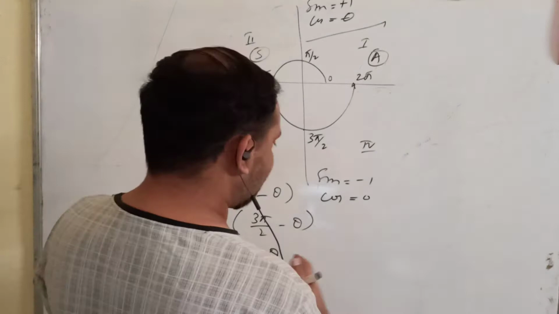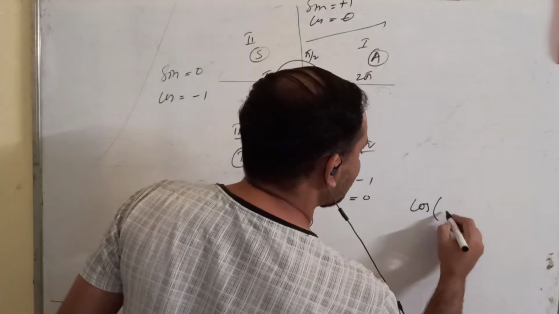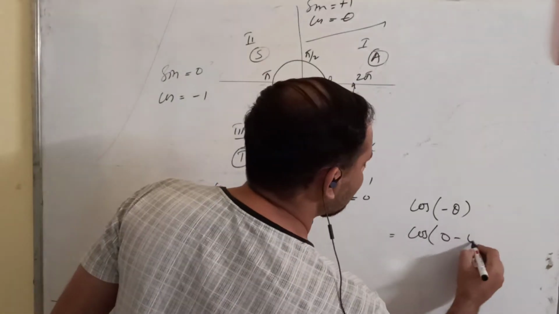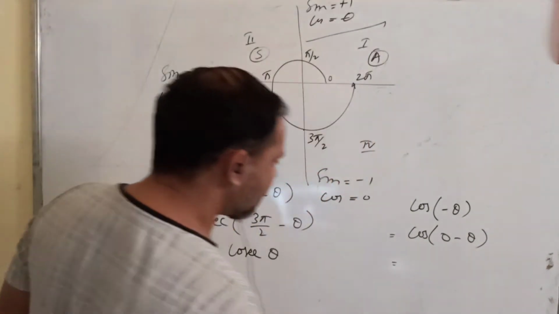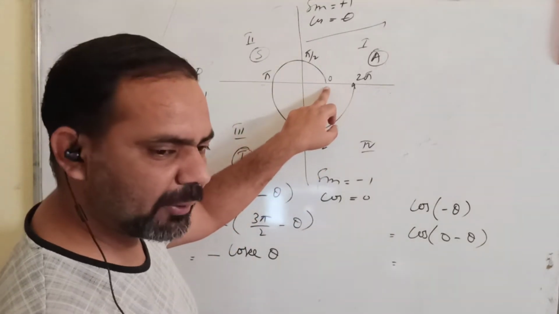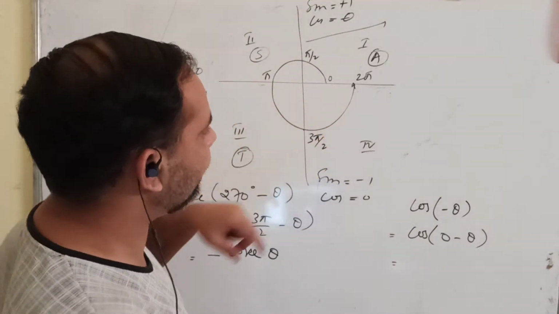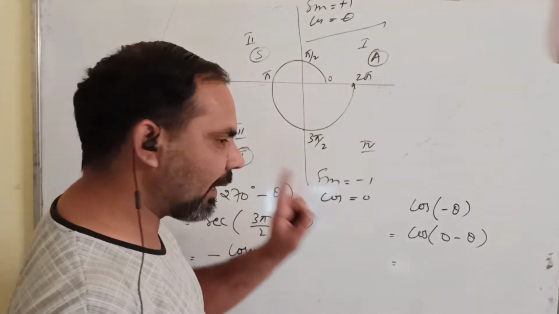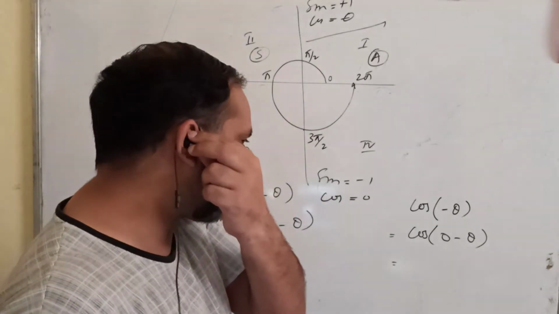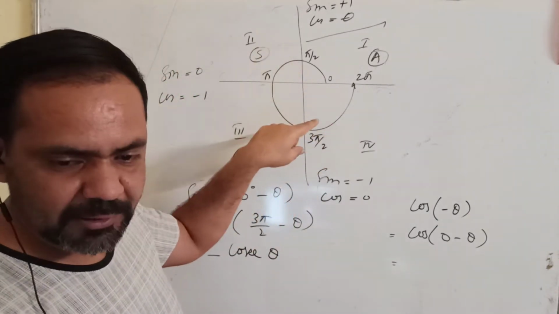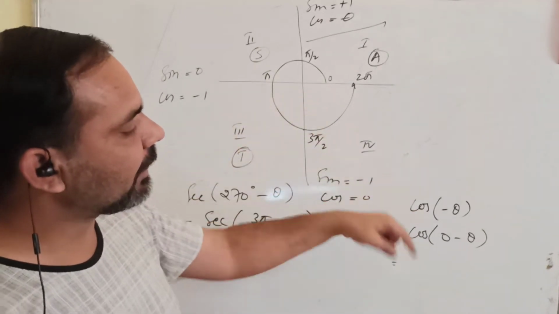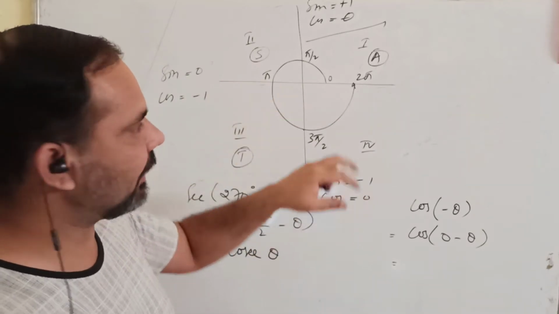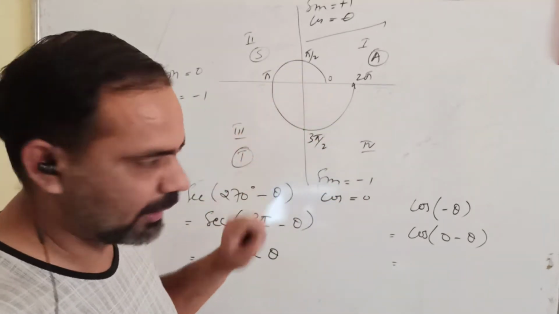Okay, let me give you one more example. Suppose cos minus theta. You can write this as cos 0 minus theta. Now cos 0 minus theta, 0 is here. If you subtract anything from 0, you will come to the fourth quadrant. See, your positive direction is anti-clockwise direction. If you subtract anything, then you will have to move backward, means you will have to move clockwise from the point. And if you are adding something, then you will have to move in the forward direction, means you will move in anti-clockwise direction.